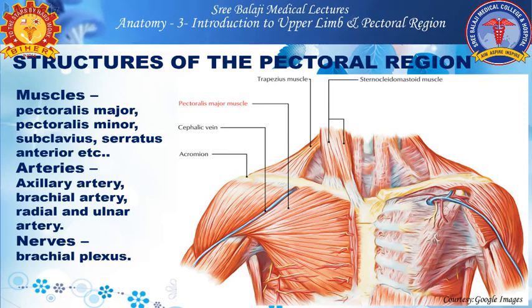Important muscles we should know are pectoralis major, pectoralis minor, subclavius, serratus anterior, etc. Arteries: axillary artery, brachial artery, radial artery, ulnar artery. The nerves are contained in the brachial plexus. I give only selective muscles as examples. These are the muscles belonging to the upper limb.